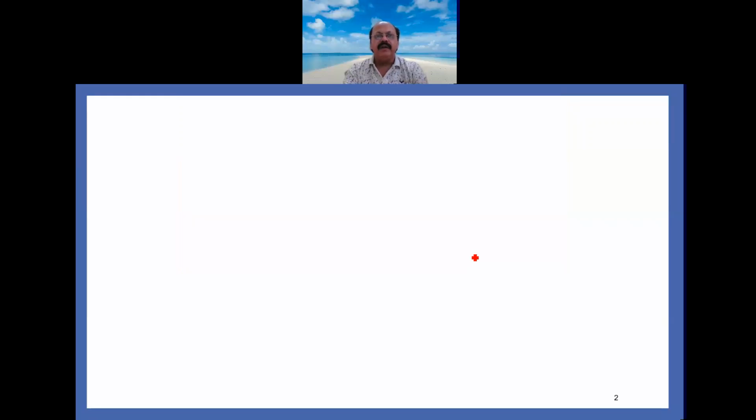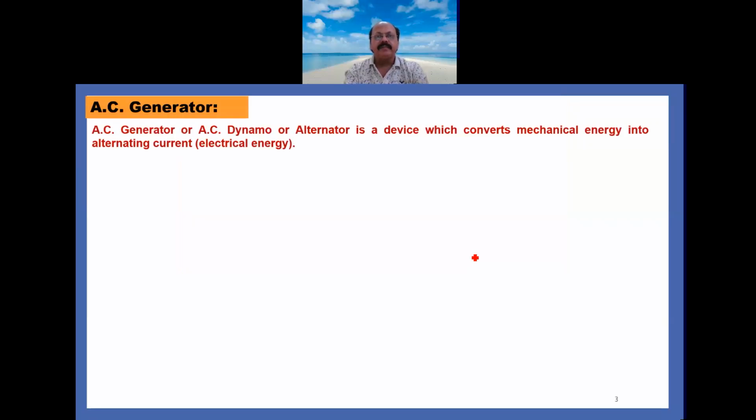So first of all, the AC generator. What is basically an AC generator? An AC generator, or AC dynamo, or alternator, is a device which converts mechanical energy into alternating current, that is electrical energy. So with the help of the AC generator, we can convert mechanical energy into electrical energy or alternating current.